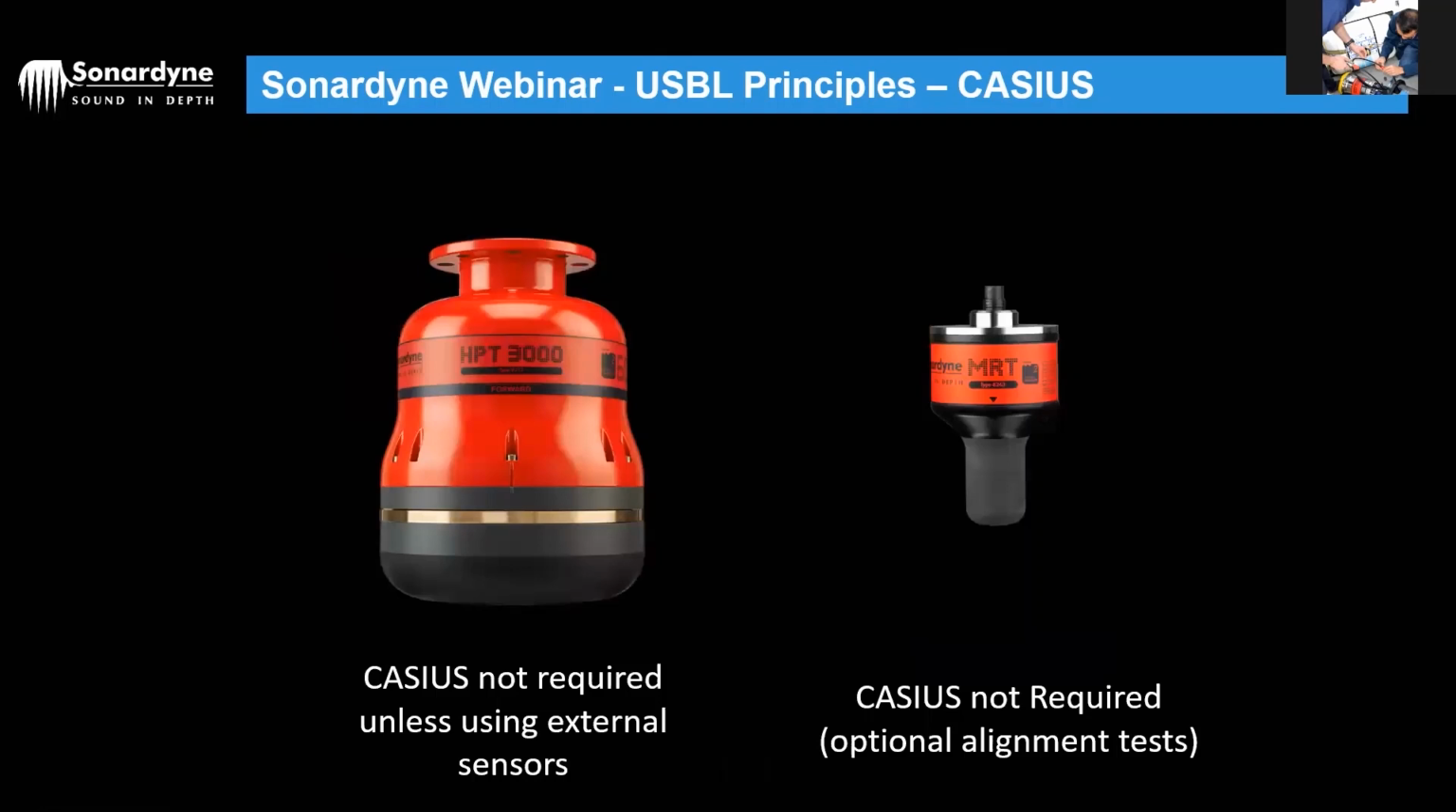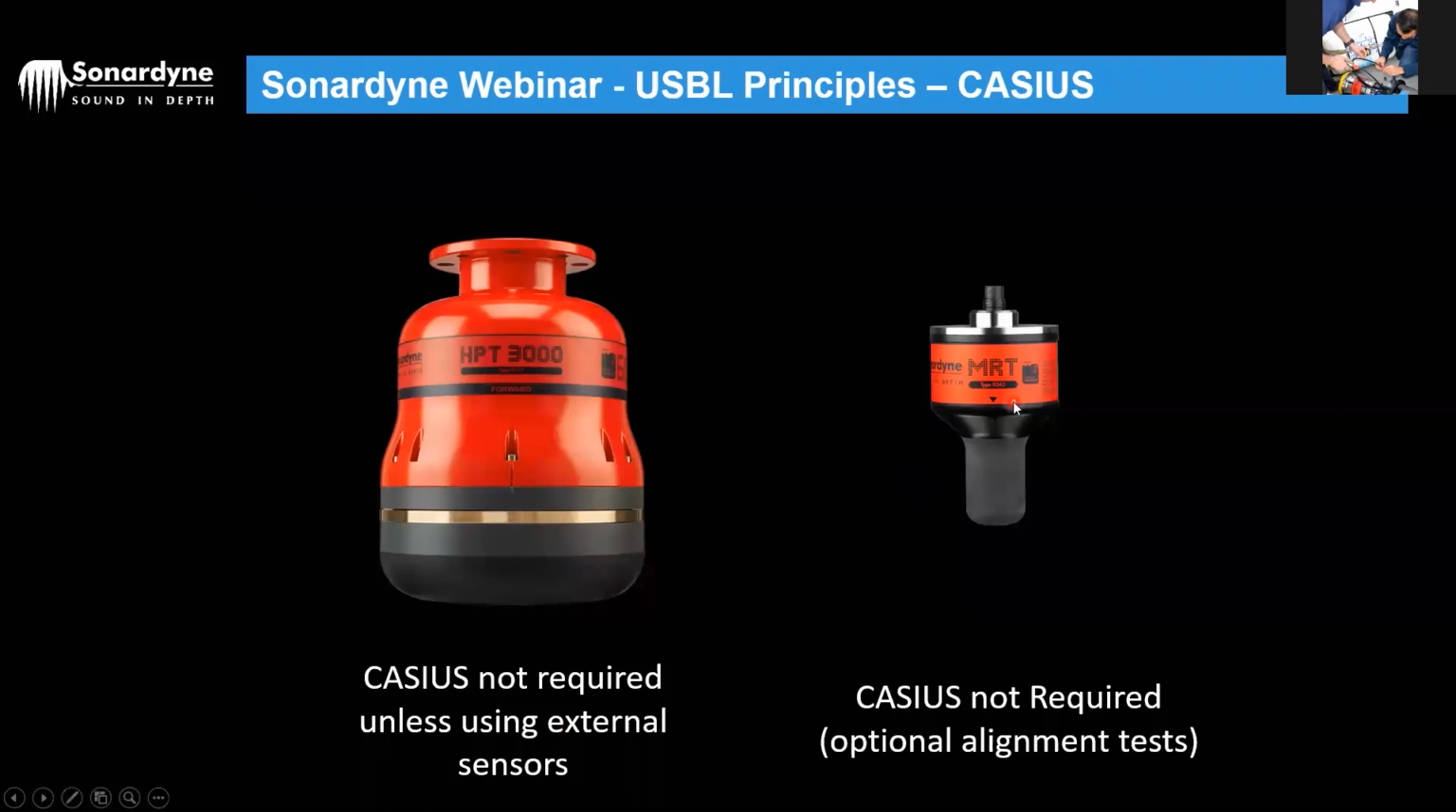Smaller systems such as the Mini Ranger and Micro Ranger have their own internal sensors automatically as well. They're like a cheaper version of a gyro USBL. So in here, there's a smaller MRU, and there's an even smaller one in the Micro Ranger. Technically no Cassius is required, but the Mini Ranger 2 software does enable you to use external sensors if you wish. If you are using external sensors, then you do need to do a Cassius.